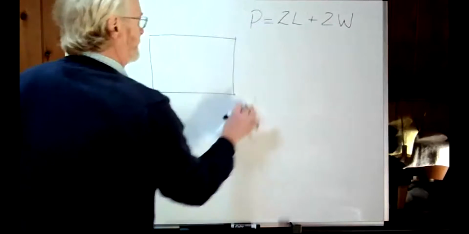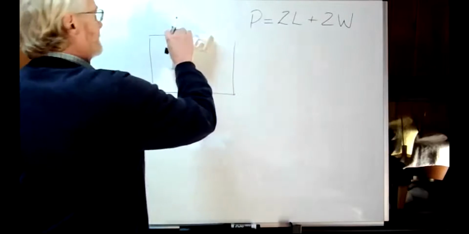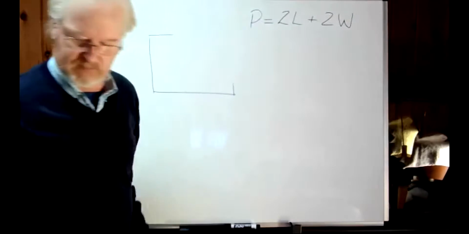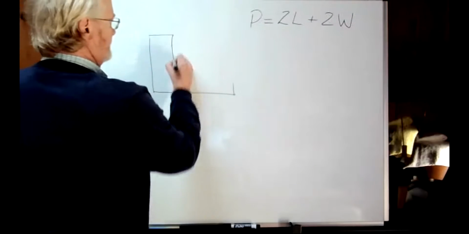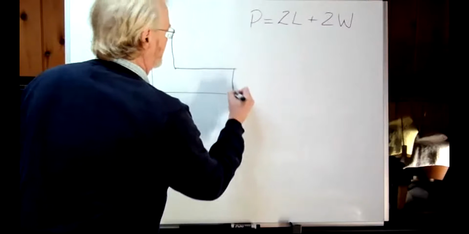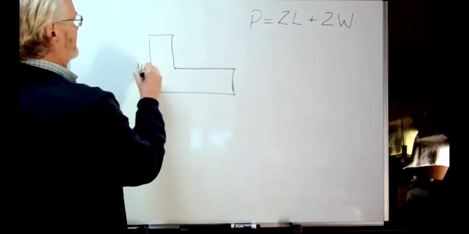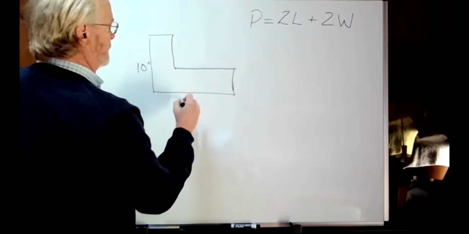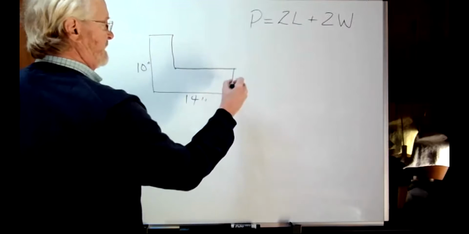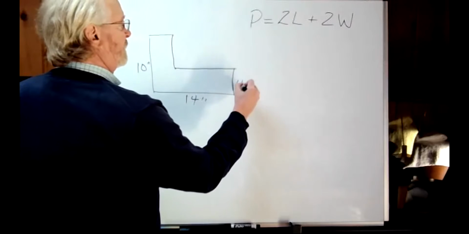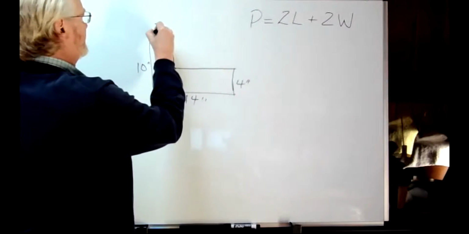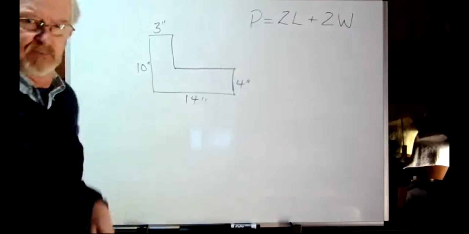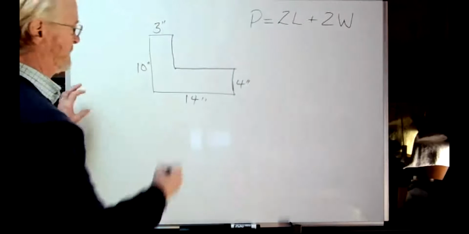All right. And let's see. We'll see a couple that look... what is he doing here? Let's make up something that looks kind of like this. And let's say, oh, I know this is 10 inches, and I know this is 14 inches. And let's make this one 4, and this one 3. Find the perimeter of that figure.